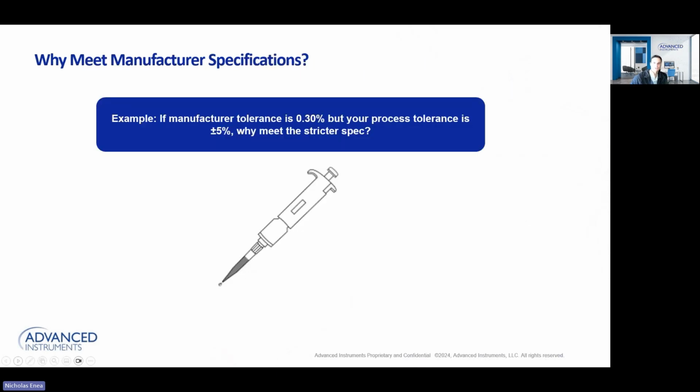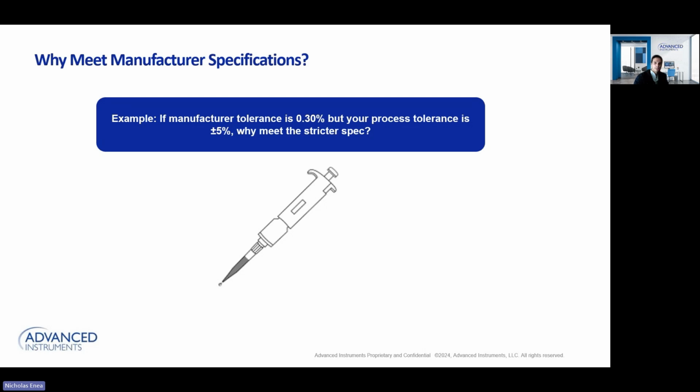So it gets back down to what I was saying before: you have to understand your assay. You have to understand the workflows that you're working with to really set your tolerances, right? So this is a classic example, right? If a manufacturer tolerance is 0.3 for imprecision and inaccuracy, but your tolerance is plus or minus 5% in your assay, why meet the manufacturer spec, right? Their scope is very, very small, but your scope is very, very wide for your assay.